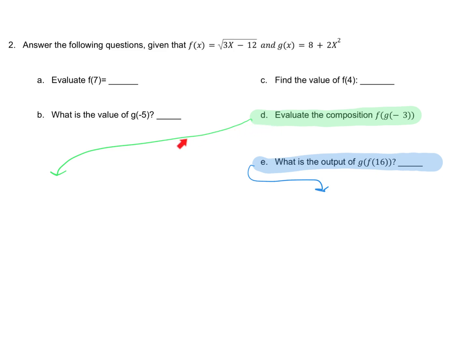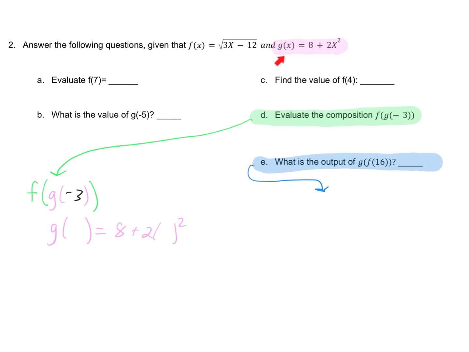Take a look at D and E first. Evaluate the composition f of g of negative 3. Begin by inputting negative 3 into the function g.